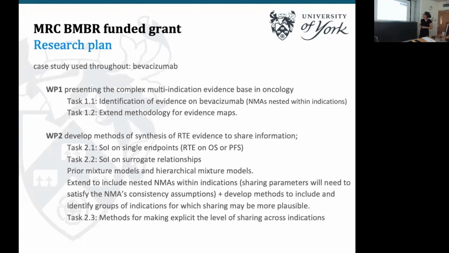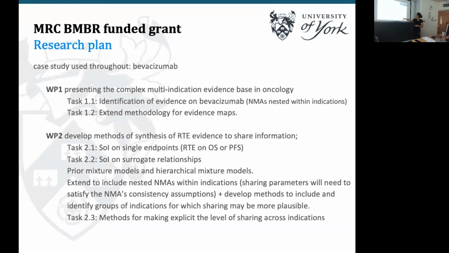So what we're going to do is first devise ways to present the multi-indication evidence that is very complex in oncology, as some of you might know, with multiple outcomes, maturity of evidence, and typically time to event, or survival type methods. So we're going to identify the evidence and present it in evidence maps, but we need to extend the methodology for evidence maps if you know about it.